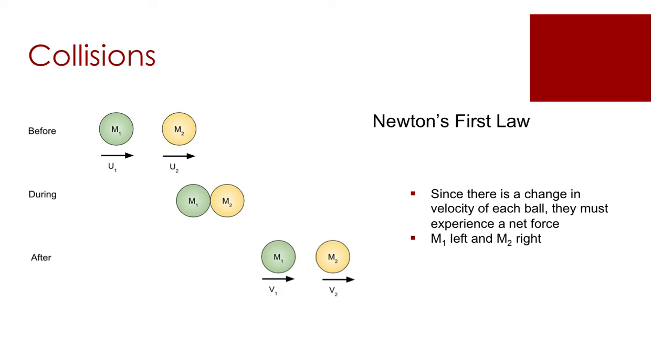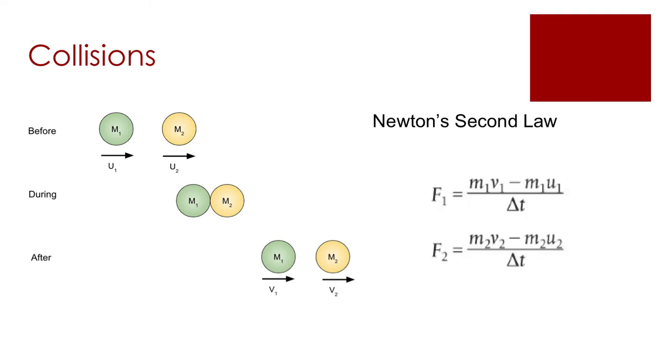So when they come together, we know that they're changing their velocity. And the only way to change a velocity is if you had an unbalanced force. So that's Newton's first law we're using right there. Since there's a change in velocity of each ball, they must have experienced a net force. The net force on M1 will be to the left because it's going to slow down. So it's going to be accelerating in the opposite direction of its motion. And M2 will be having a force to the right because it's going to speed up.